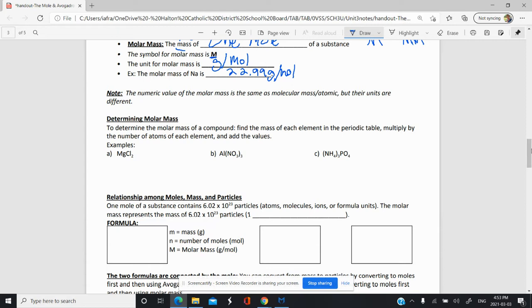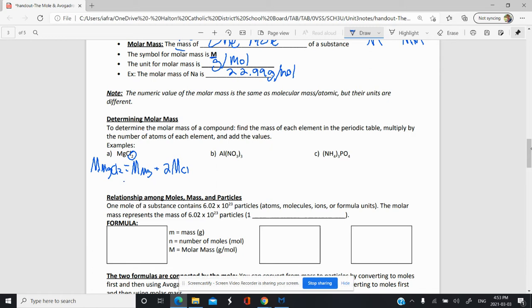Let's start with the example of MgCl2. So I want to find the molar mass of MgCl2. I'm going to put big M of MgCl2, like this. I usually make it a subscript. It is equal to the molar mass of Mg plus 2 times the molar mass of Cl. Why is that? That's because there's 2 Cls. There's only 1 Mg. So you do have to look at the subscripts. You don't look at the coefficients, if there's any. You just look at the subscripts because you care about the compound itself.